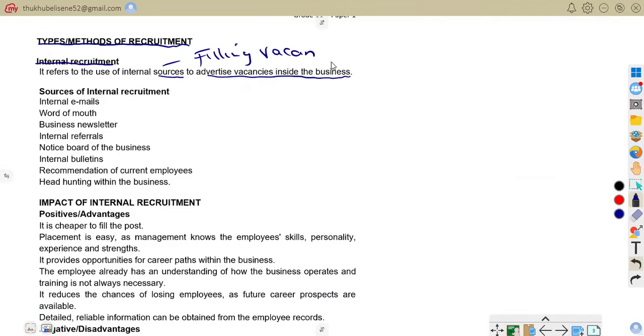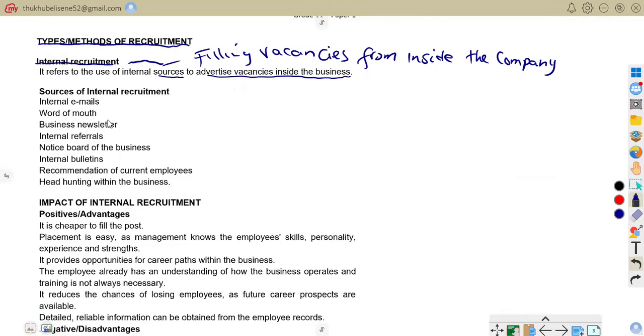That is internal recruitment, where we are filling vacancies from inside the company. For example, that is whereby you are promoting a cleaner to store supervisor. You see, that is when you are recruiting internally.